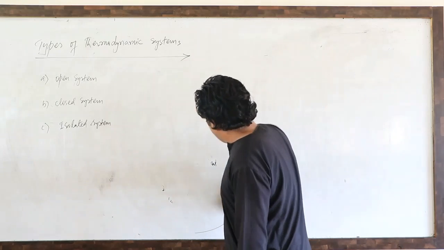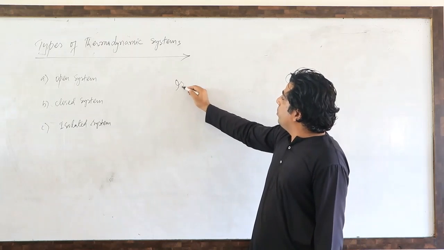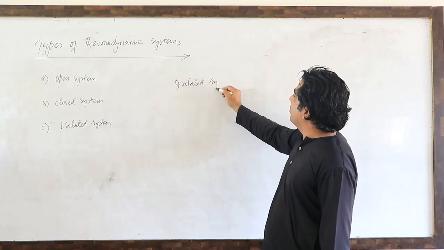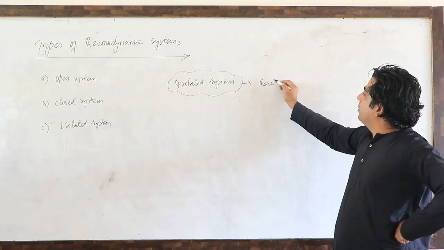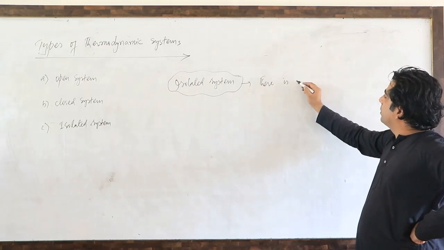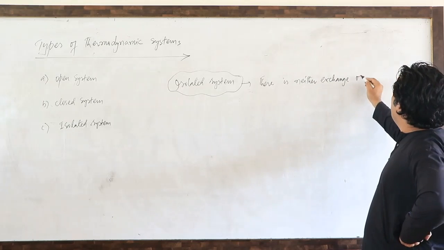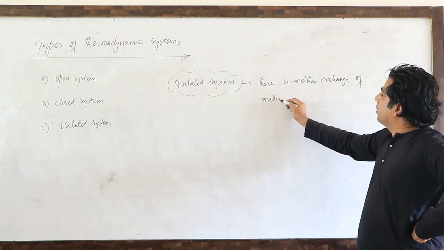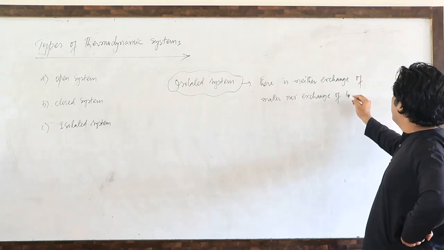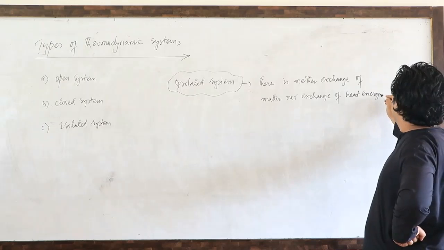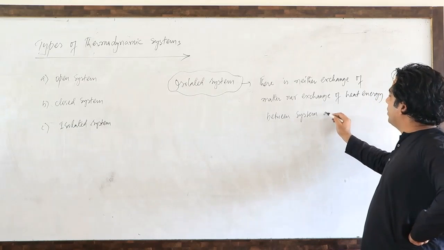So what is an isolated system? Let us see. If you talk of an isolated system, my dear friends, it is very simple. There is neither exchange of matter nor exchange of heat energy, we can say, between system and surroundings.